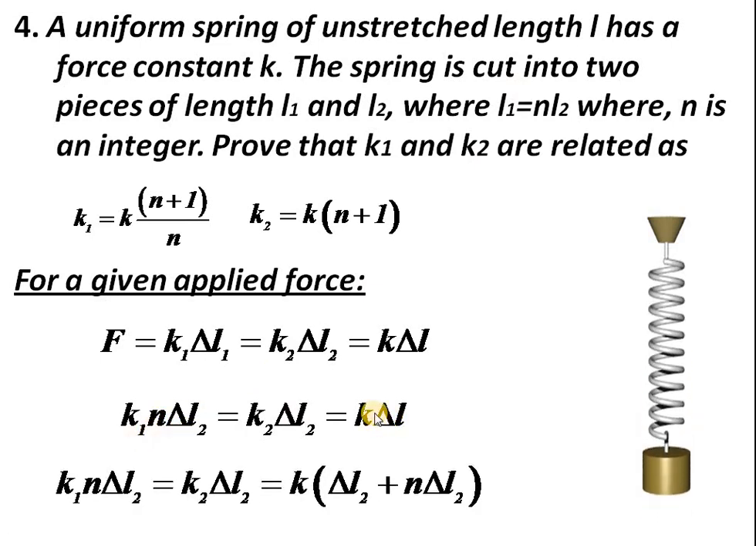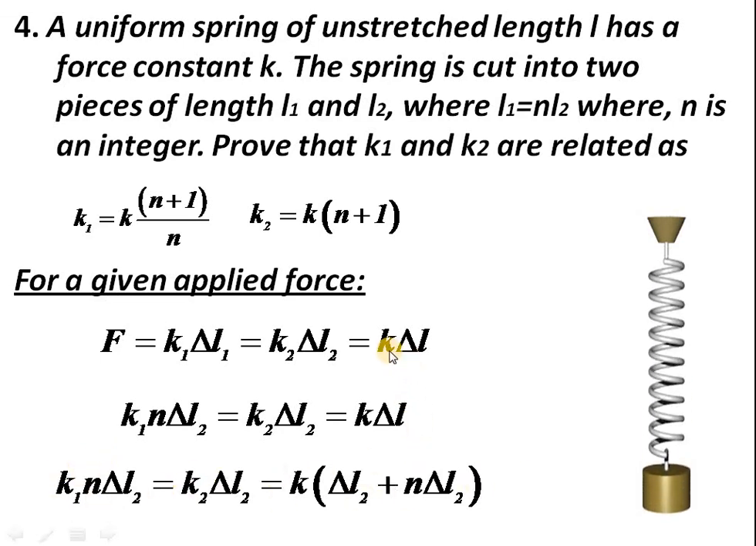Again, the total length you can write as delta L2 plus n delta L2. It's because this is the total length, that should be the sum of this one and this one. Obviously, it should be the sum of this one and this one. Hope this is also clear. We simply use physics. No mathematics is used here. Using physics, we wrote this equality.